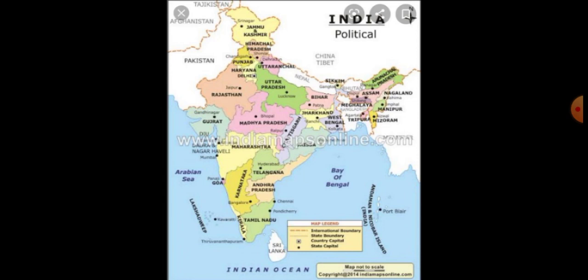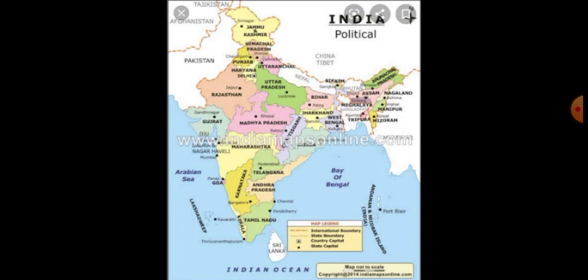Then the third question is, how many states are there in India? The answer is 29. There are 29 states in India. Before that, only 28 states were there. But at present, there are 29 states. One new state is Telangana. Telangana is the 29th state.